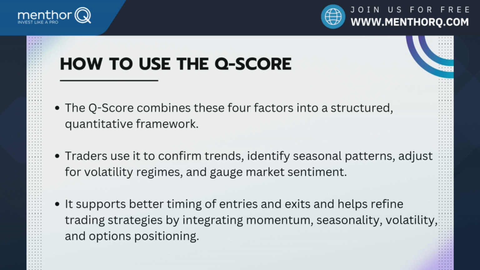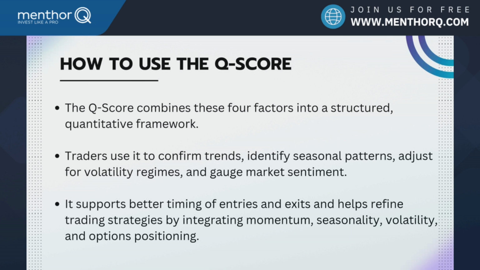So how can you use it as a trader? The Q score combines these 4 factors into a structured quantitative framework to provide a view of an asset. Whenever you log into our dashboard, you're going to immediately see our Q score, and you're going to get a glance in less than 30 seconds on where the asset stands, whether we are in a bullish or bearish bias, and whether we are in a high or low volatility environment.